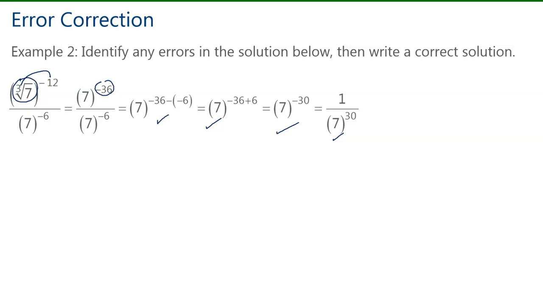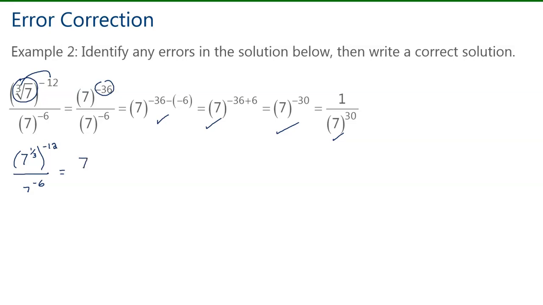There is a method to go from radical form to rational exponent form. Let's try that. So the cube root of 7 can be written as 7 to the 1/3, and then all to the negative 12, all over 7 to the negative 6. And now we can recognize the error right away.